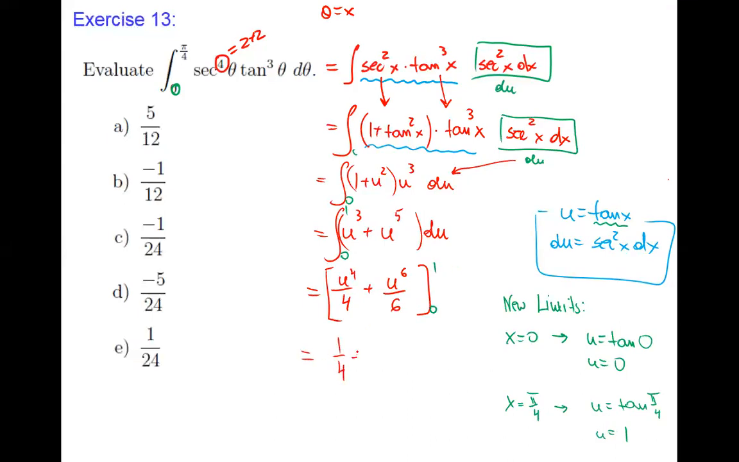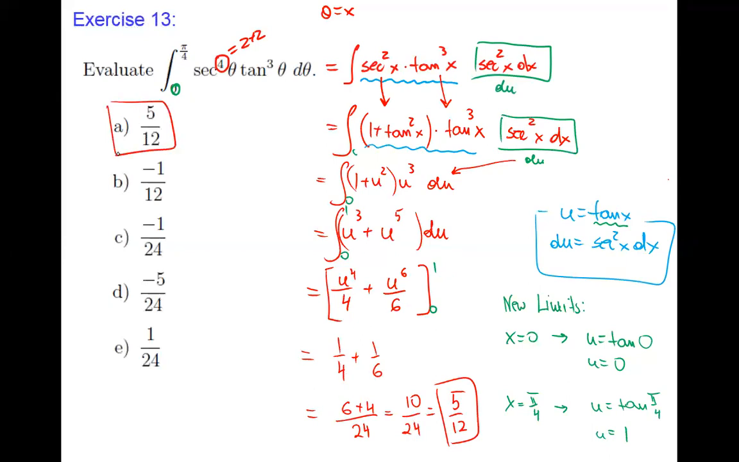Substituting 1, I have 1/4 plus 1/6. Substituting 0 is just 0. Okay, that means this one is 6 plus 4 over 24. Oh, actually 12 is also a good lowest common denominator. I didn't really use the lowest common denominator, but I can simplify, no problem. 5 over 12. Excellent.